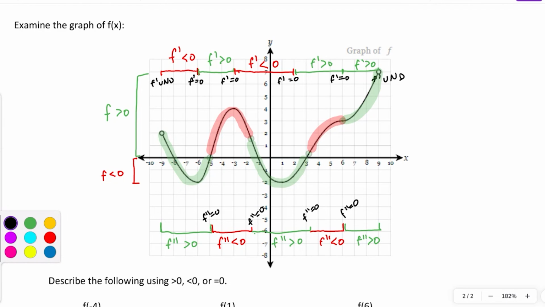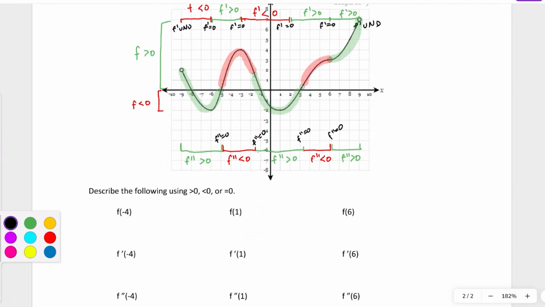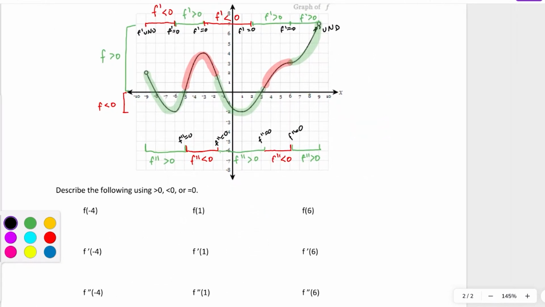So we have our first derivative test, second derivative test. They're both giving us information about f. We kind of overanalyzed this, but I just wanted you to see exactly how the first and second derivative are related to the graph of f. And now these follow-up questions should be pretty easy because they're just asking if it's positive or negative. So at -4, is f positive or negative? Or 0? Yeah, it's positive.